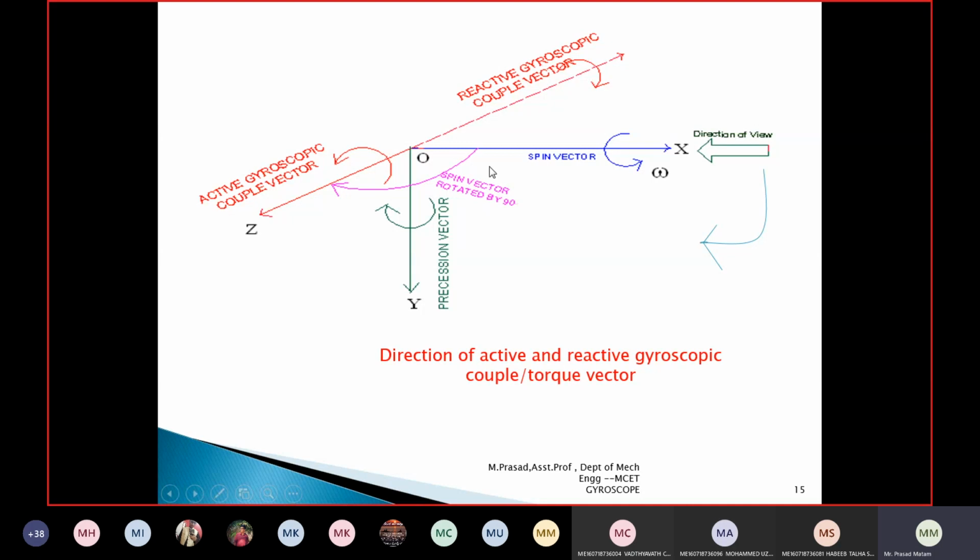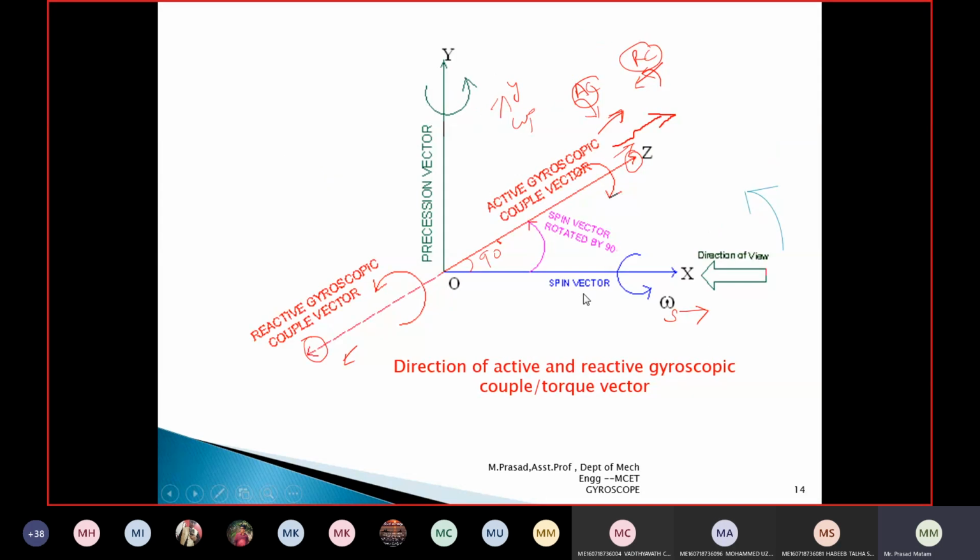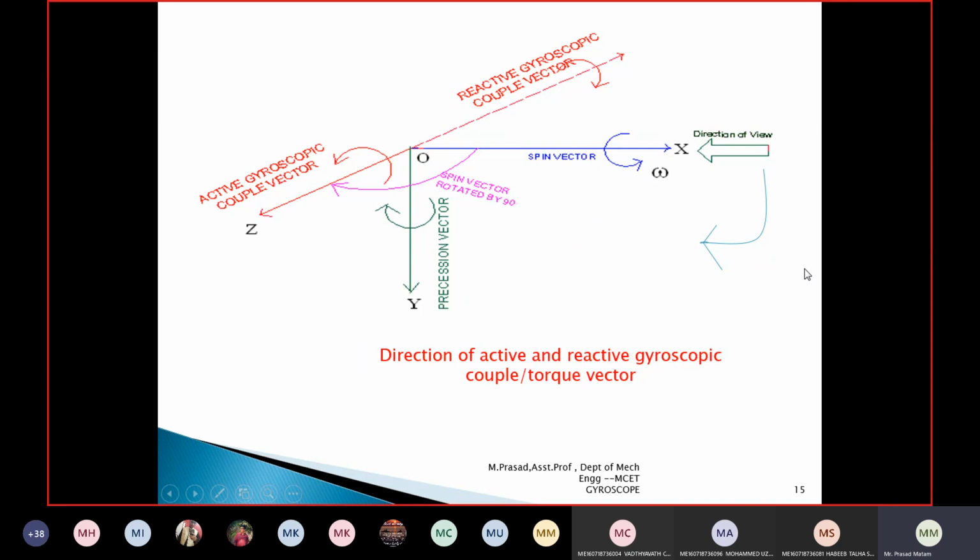You can see the position of the spin vector. You can see the left turn and right turn. When the disc rotates in a left turn, this precession vector always comes upwards. Remember this statement: when the disc rotates in a left turn, the precession vector will always be represented in the upward direction. Next, when the disc rotates in a right turn, the precession vector is always located in the downward direction.